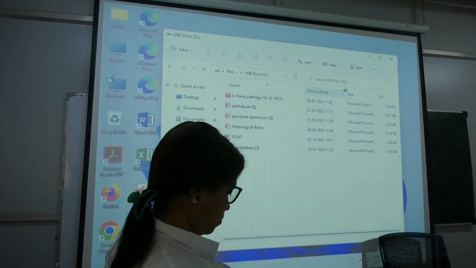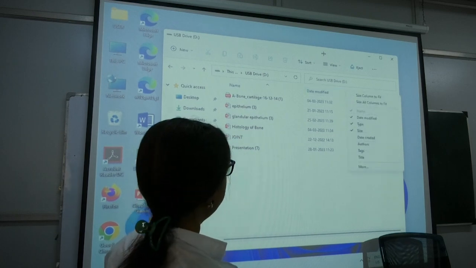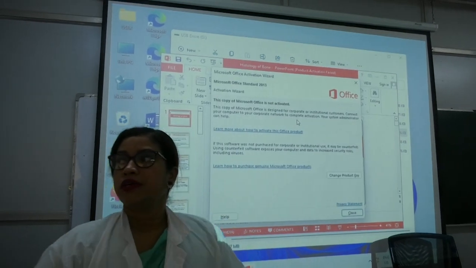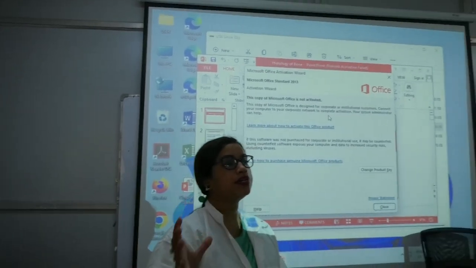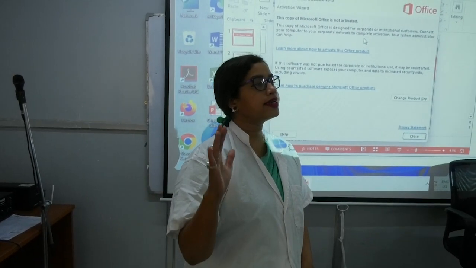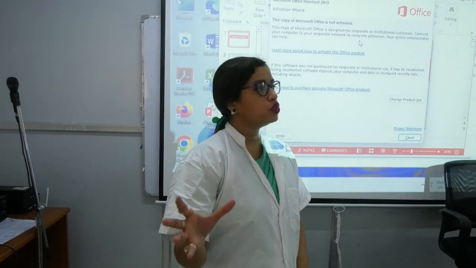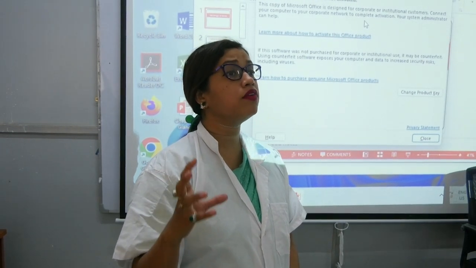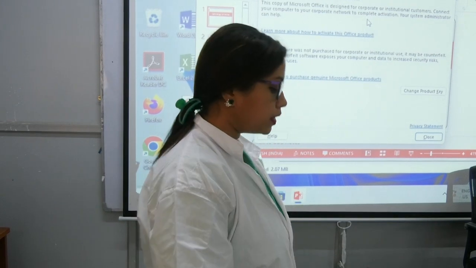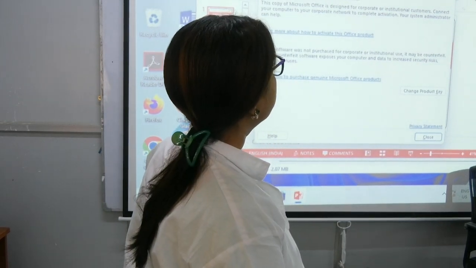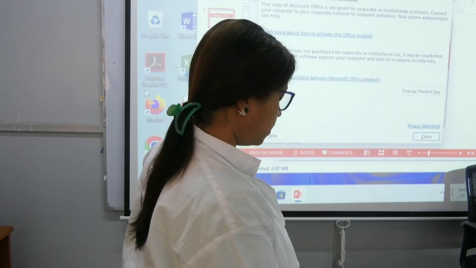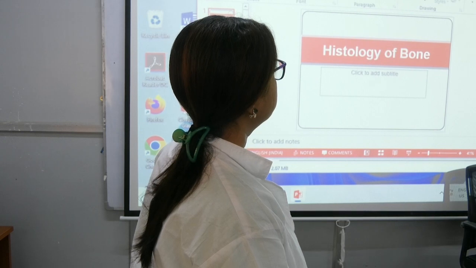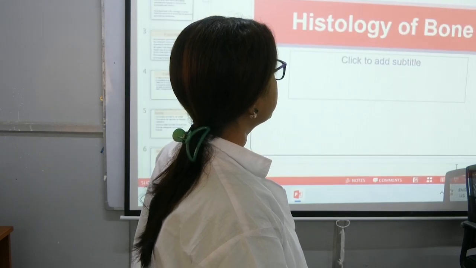Bone is a non-pliable tissue and it provides support and strength to the body. So it forms the rigid framework of the body. It is a type of skeletal connective tissue. It has a matrix which is impregnated with some kind of salt. So what are the salts you will get in the bone? What are the salts? Tell me.